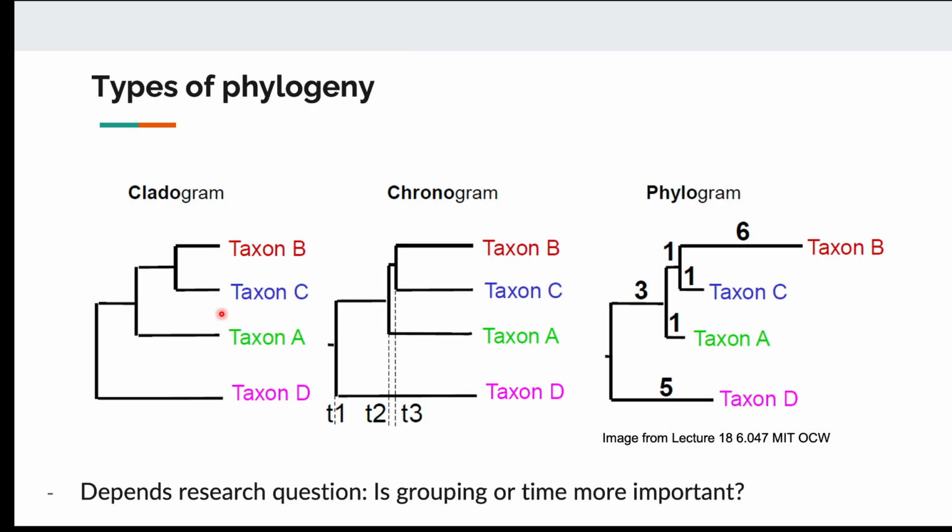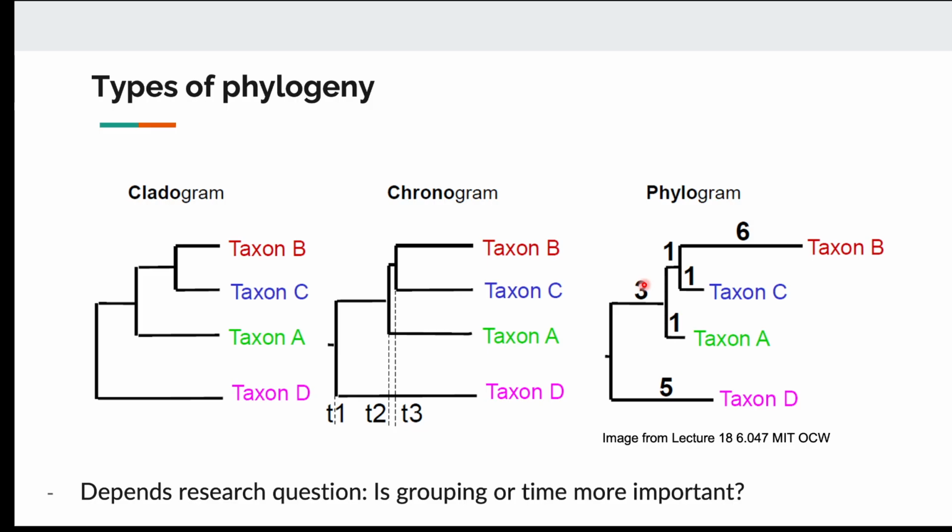But if we also want to focus on the similarity, we want to say that B and C, okay, they are grouped together, but they are not that similar. We have to go back all the way in the past before they diverge from each other. And the timing of divergence here is almost the same as when A diverges from B and C. So the branch length tells us the timing. But sometimes we not only care about the time, we want to see the mutation rate.